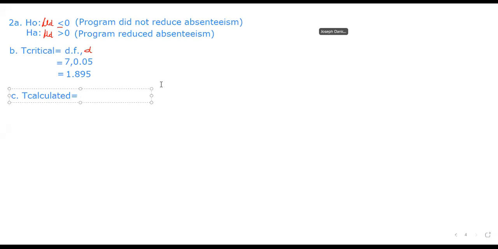So this one is where the workload is. So we know the formula to be what? D bar, SD, all over square root of what? N. And you know SD is square root of summation of D minus D bar squared, all over N minus 1.